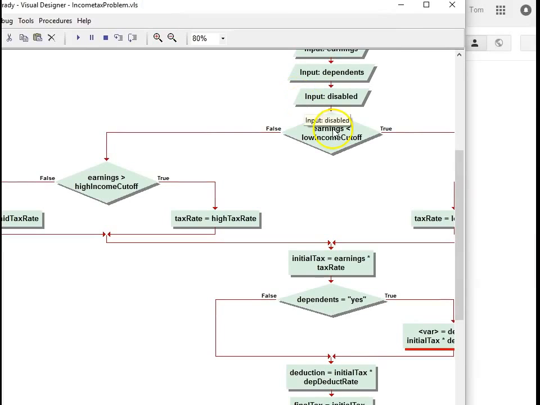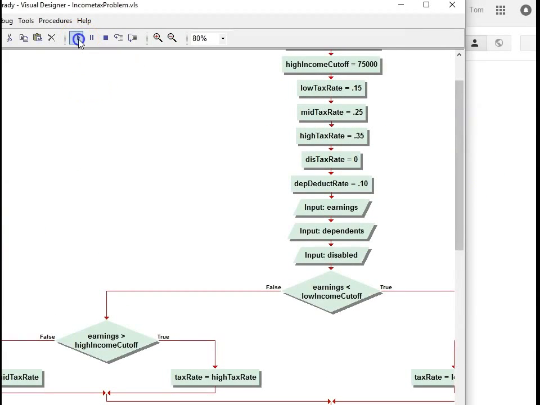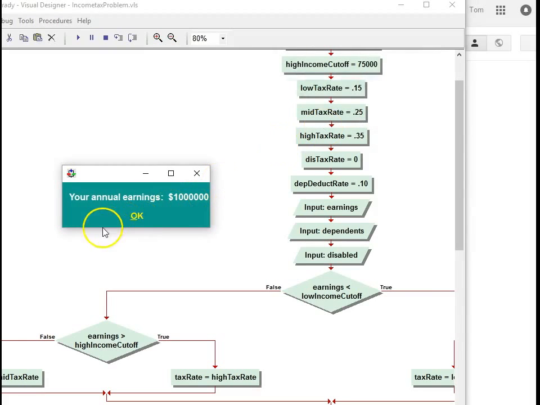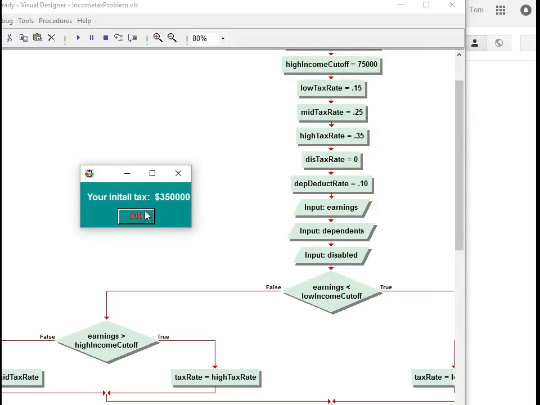So let's go ahead now and see if this works. All right, so I hit play. If your earnings are 100,000, right? Let's make that 1,000,000. So that's the highest tax rate. We'll say no, that we do not have deductions. Or don't have dependents. Are we disabled? No. And $100,000, and that's a 35% tax rate, so that is correct.